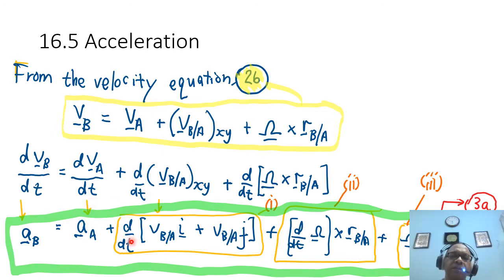And then we've got d over dt of vba in xy. We now separate it into its components: vba x i plus vba y j. Okay, it has its two components, i and j. And plus d over dt of omega cross position vector b relative to a. So first we do the differentiation of the omega, d over dt of omega cross position vector b relative to a, and then we take the omega out and do the differentiation of d over dt of position vector b relative to a.